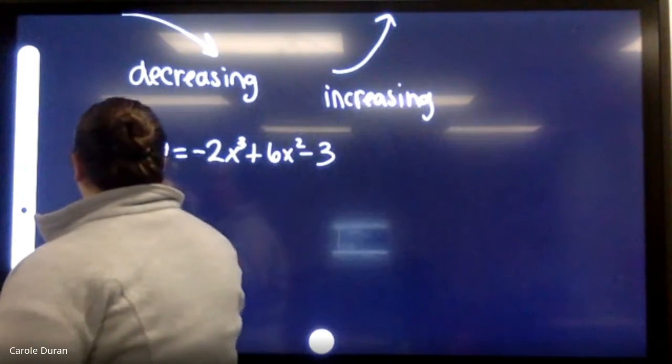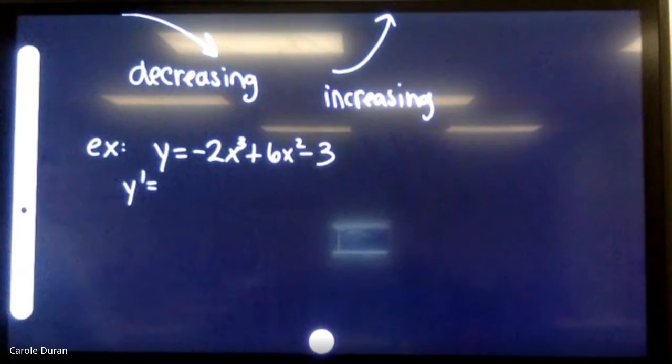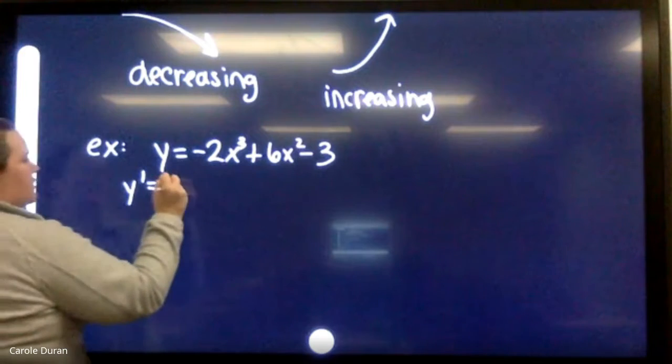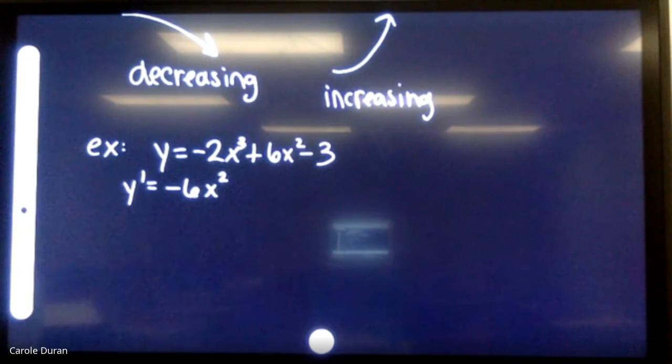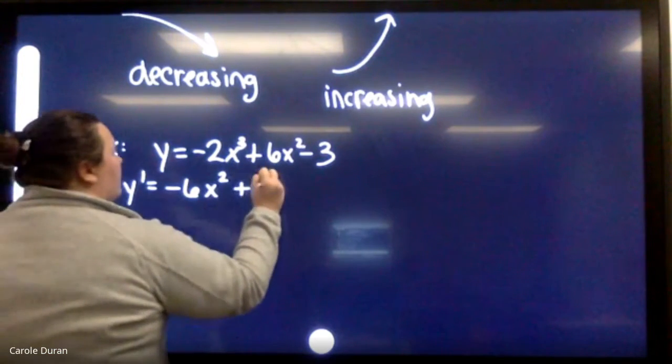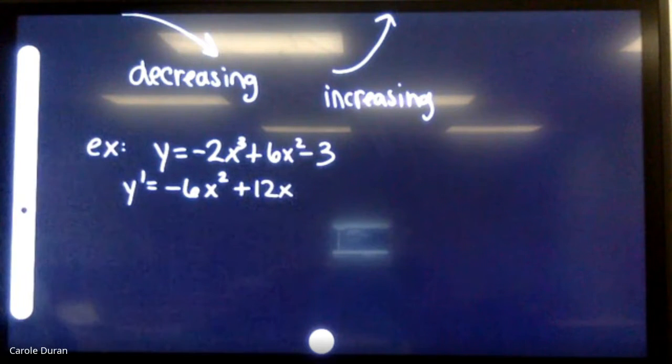So when I take the first derivative, it's just power rule. We drop the cube down. 3 times negative 2 is negative 6x, and my exponent becomes a 2. On my second term, I do the same thing. Drop the 2 down. 6 times 2 becomes 12, and my exponent reduces to a 1.